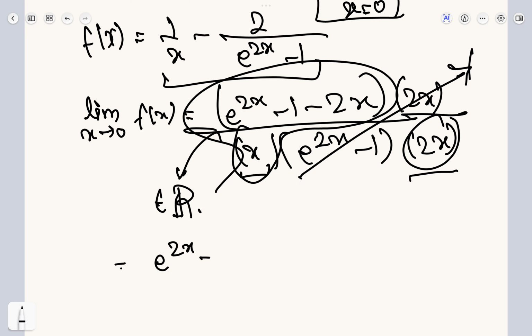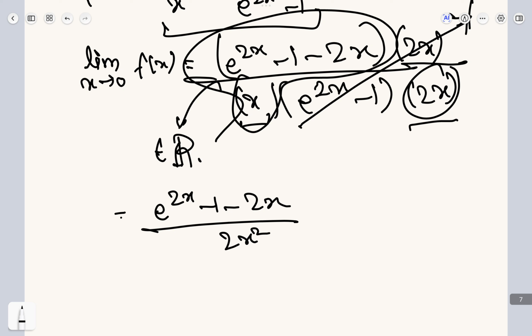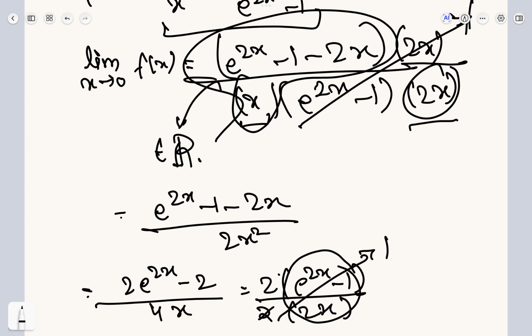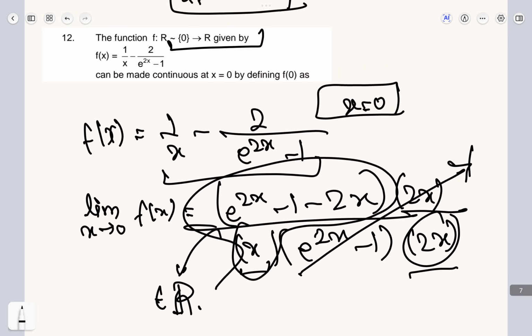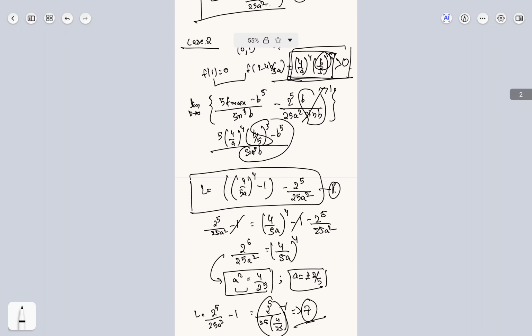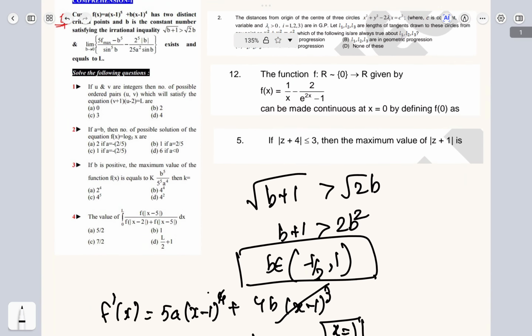So e power 2x minus 1 minus 2x upon 2x squared, right? So this would be 2 e power 2x minus 2 upon 4x. So 2 times e power 2x minus 1 upon 2 times 2x. So this thing is 1 and yeah, this is 1. So the correct answer is f of 0 is equal to 1. Just take this as a subjective question, okay? I'm not gonna be giving you options on each question.